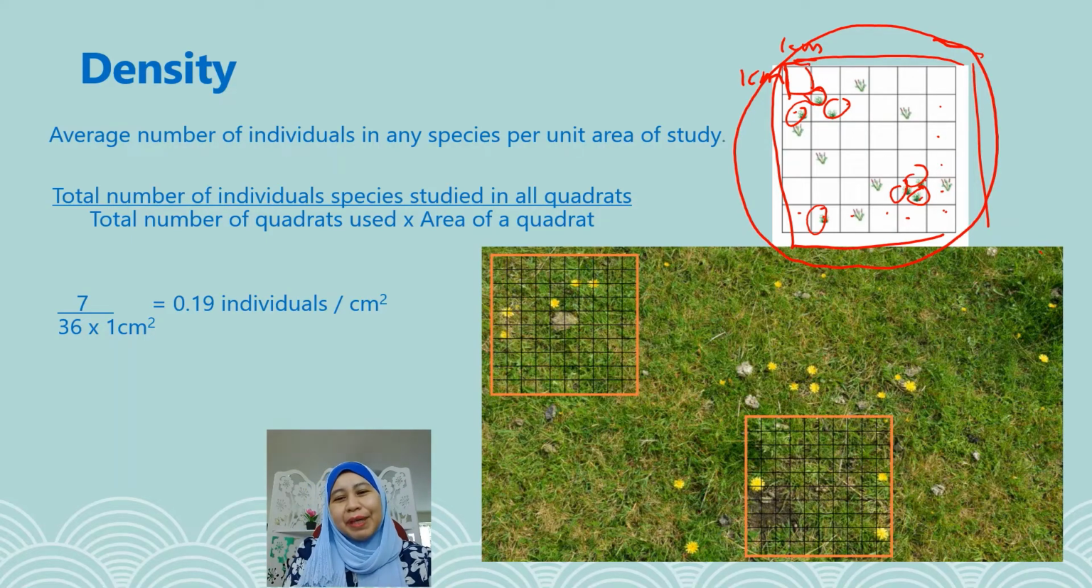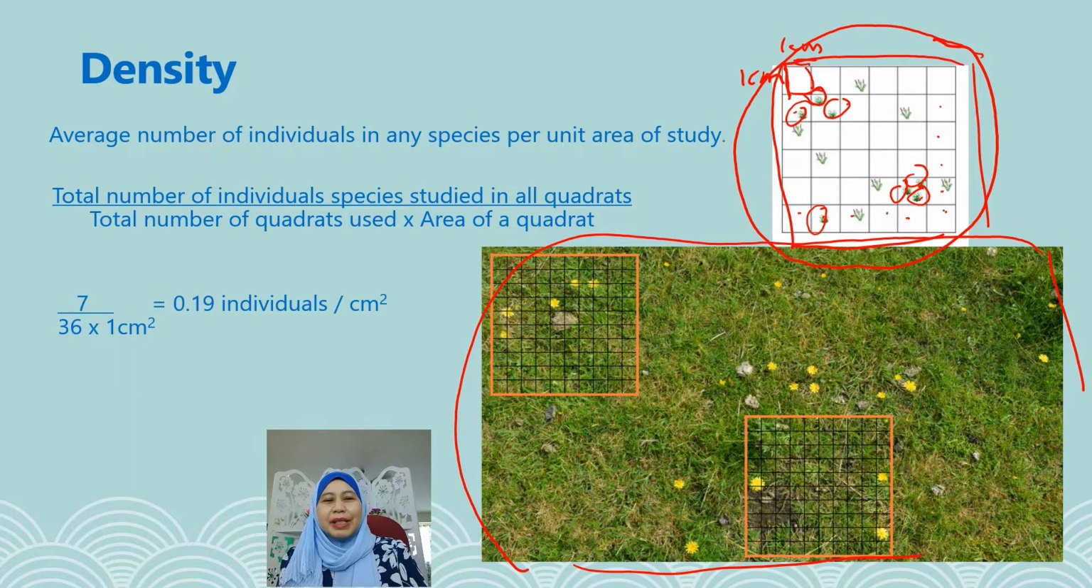Let's say I have a bigger area. And I want to calculate the density for this dandelion flower. The yellow one is the dandelion flower. So I put 2 quadrats, the big one. I need to calculate the total number of the dandelion in the quadrats. So I have 1, 2, 3, 4, 5, 6, 7, 8. I have 8 dandelions altogether. The quadrats used, the big ones, I have 2 quadrats used.